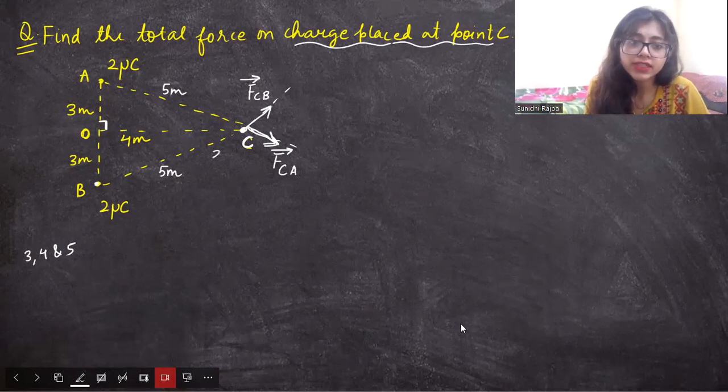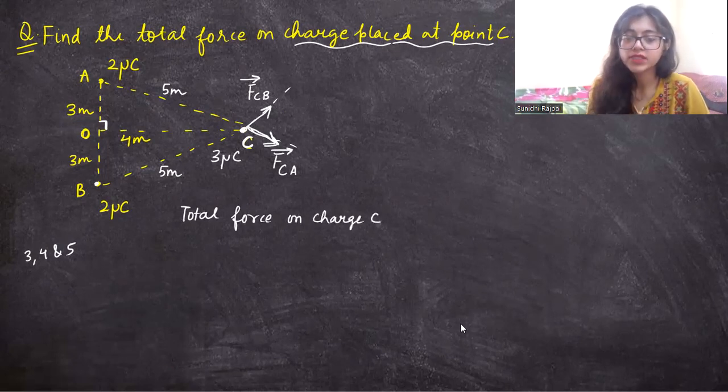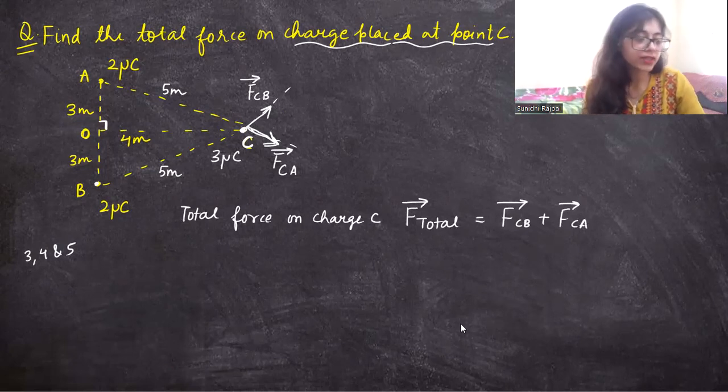I write here that the charge on C is 3 microcoulomb. You have to tell what is the total force on charge C. So that is F total. F total is actually the vector sum of FCB and FCA, right? It is the vector sum of FCB and FCA.